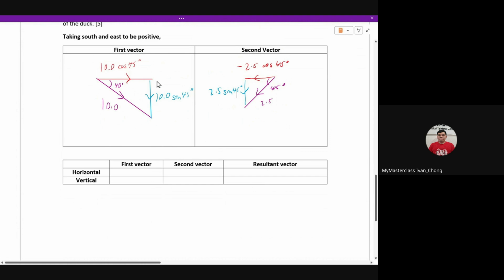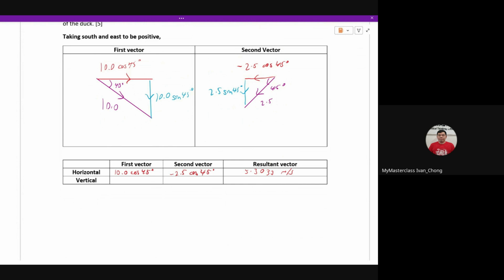Okay, so horizontally, you have your 10 cosine 45. And on your other side, you have 2.5 cosine 45. So take a calculator, press the values in, 10.0 cosine 45, close bracket, minus 2.5 sine 45. So you end up with 5.3 something, 5.3033. Okay, this is meters per second, so we just keep it as is for now.